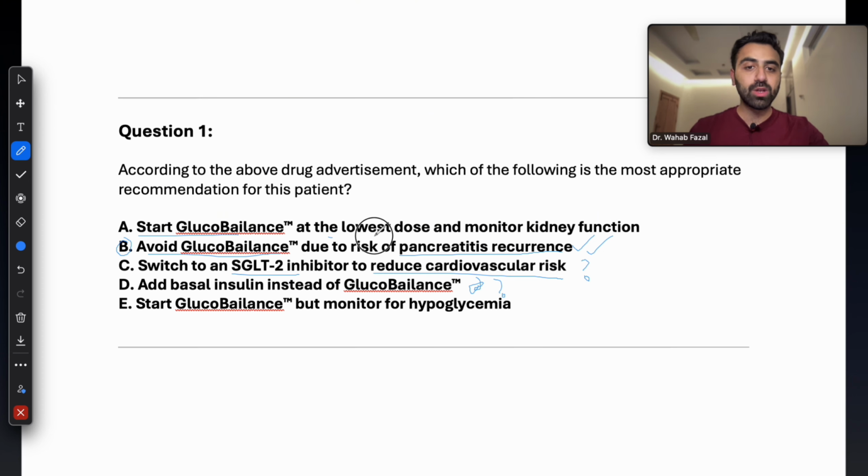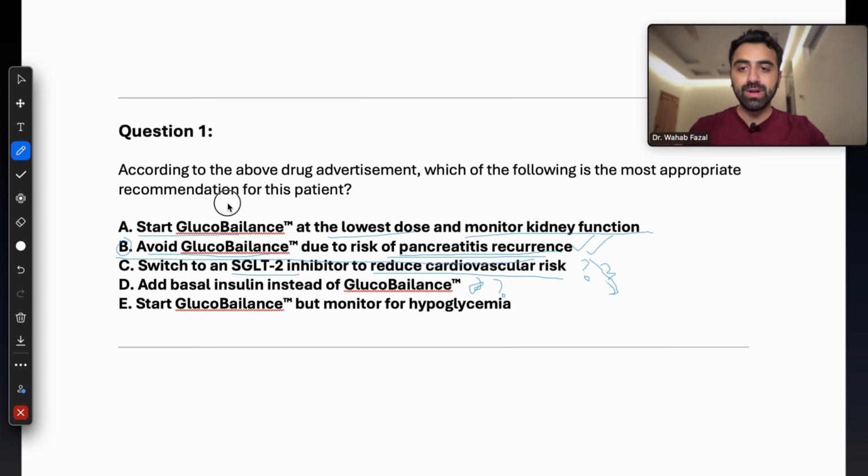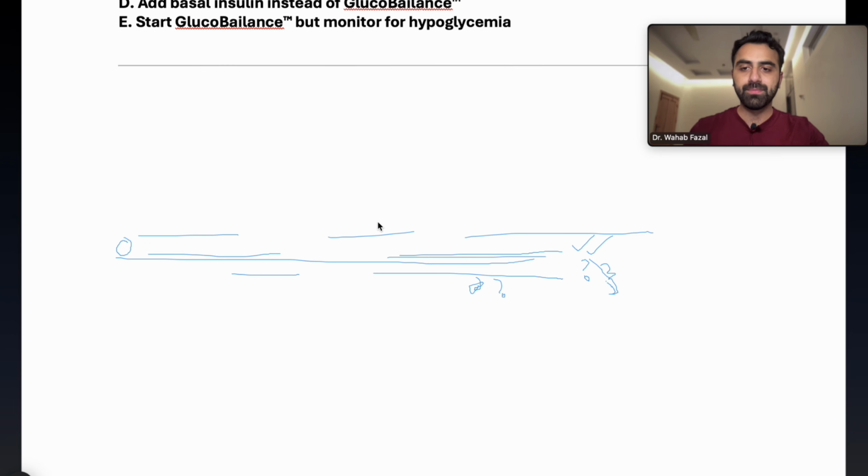Start glucobalance at the lowest dose and monitor kidney function. We know that this is not the correct option. We can't start glucobalance because this patient has the pancreatitis recurrence. Remember, both of these options are not wrong, but they're just not the best option. The best option in this case is going to be B. Remember. So let's go down. Let's go to the second question and see what we read there.